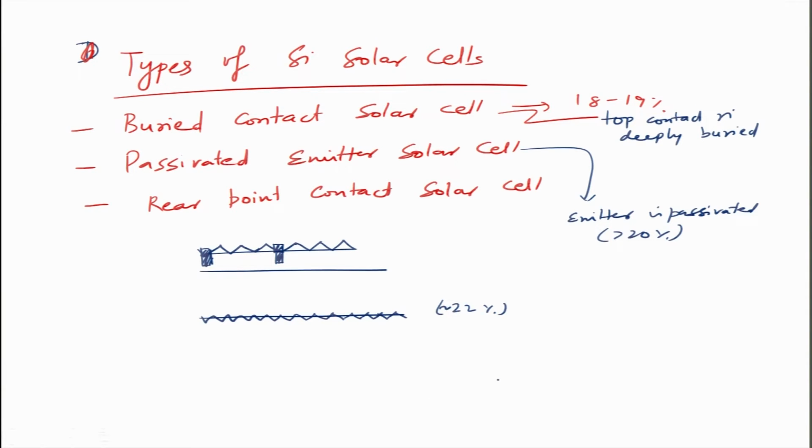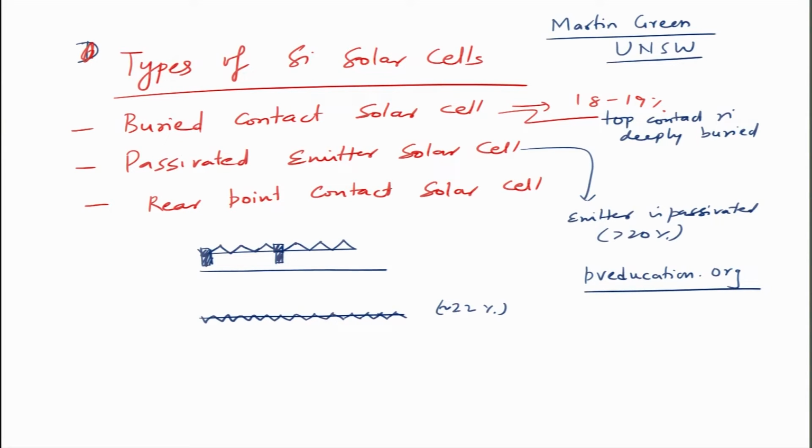Okay. And a lot of work has been done in this area by University of New South Wales in Australia. Professor Martin Green is one of the pioneers in this silicon solar cell area. So if you go to his web page, and you can also go to website called pveducation.org, which gives pictures of these solar cells. You can look at them online.